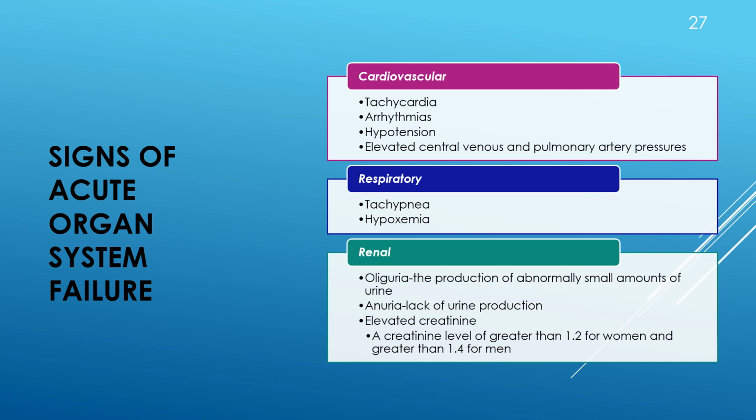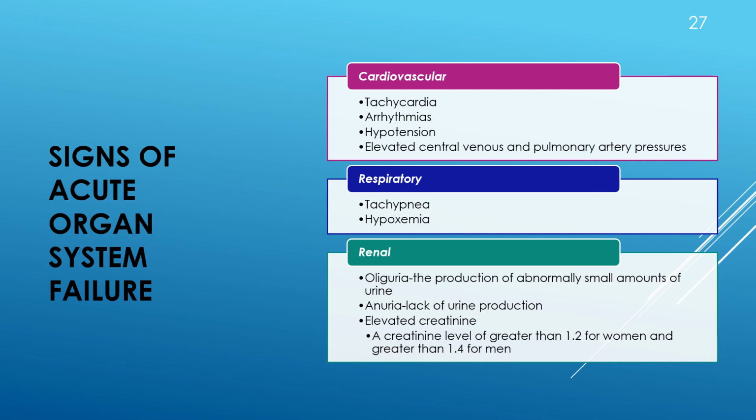So what is acute organ system failure? We all know what organs are. It could be your heart, it could be your brain, it could be your liver, it could be your kidneys, it could be your intestines. If any of those organ systems go down as a result of sepsis or some other condition in your body, there are signs and symptoms that are recognized.